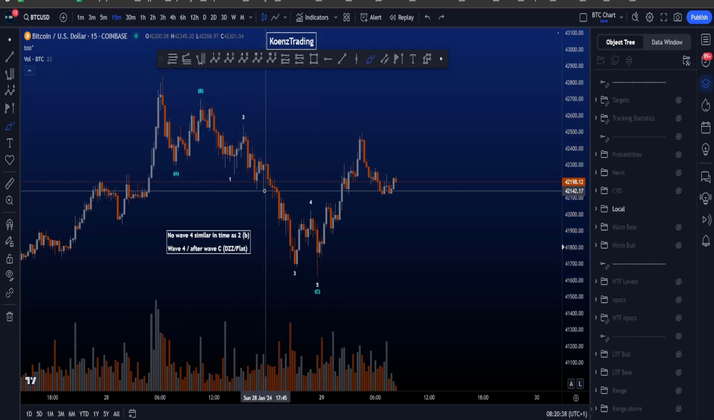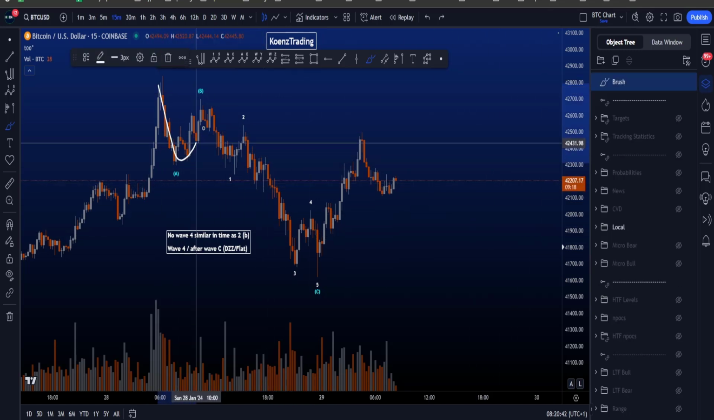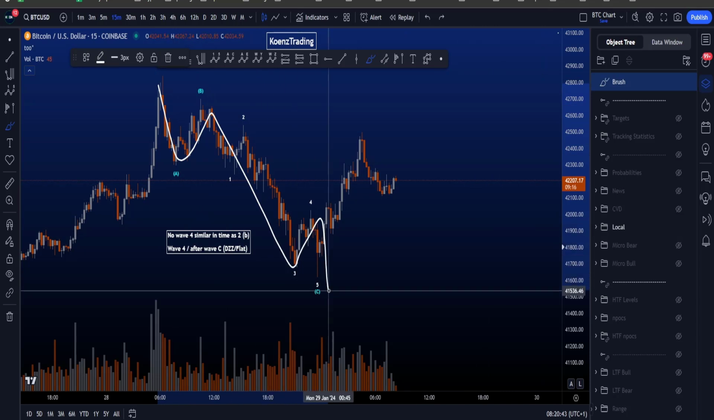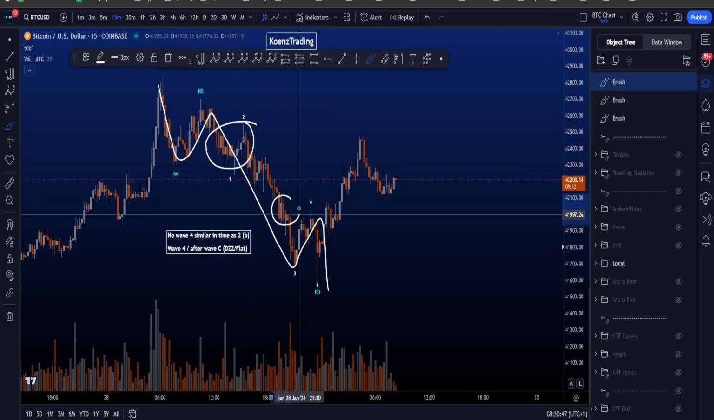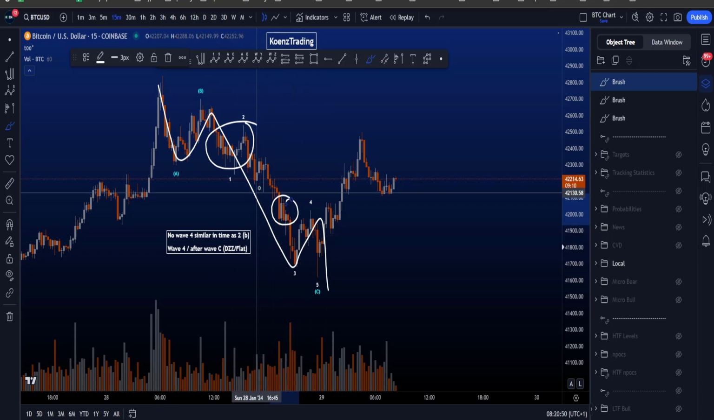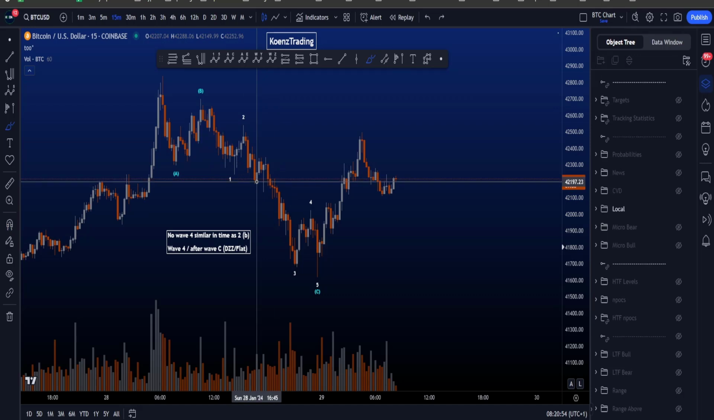But what then happens is that the subdegree structure is not really matching up nicely. If this is a 1, 2, and this is a 3, 4, 5, then this 2 over here has to match with this wave 4. But then we have this structure here that doesn't get a count, right? So it's actually quite difficult to count this as a nice impulsive structure to the downside.